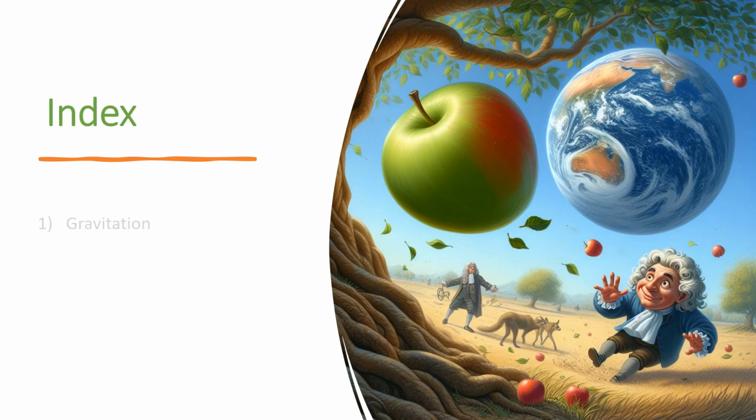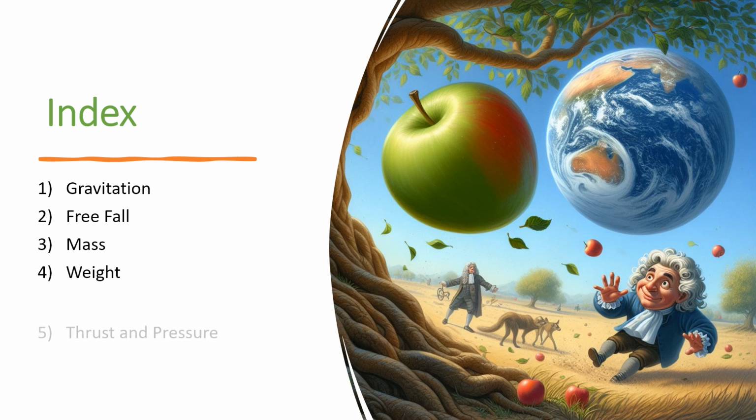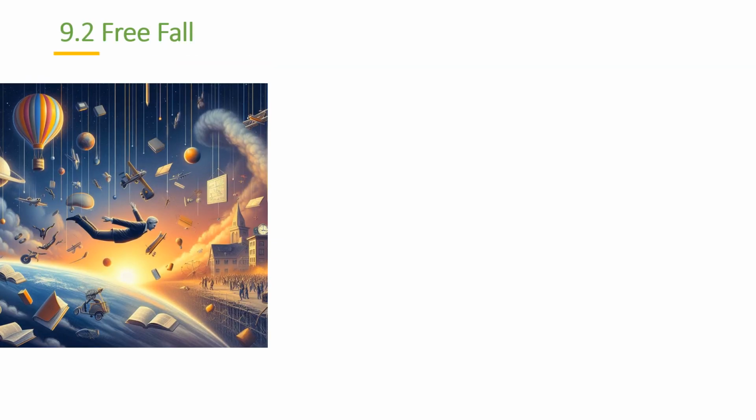As we went through in the last class also, this gravitation has six topics: gravitation, free fall, mass, weight, thrust and pressure, and Archimedes principle. In the first video or class, we learned gravitation and the universal law of gravitation. In this class, let's focus only on free fall. Let's come to our core topic of this class: free fall.